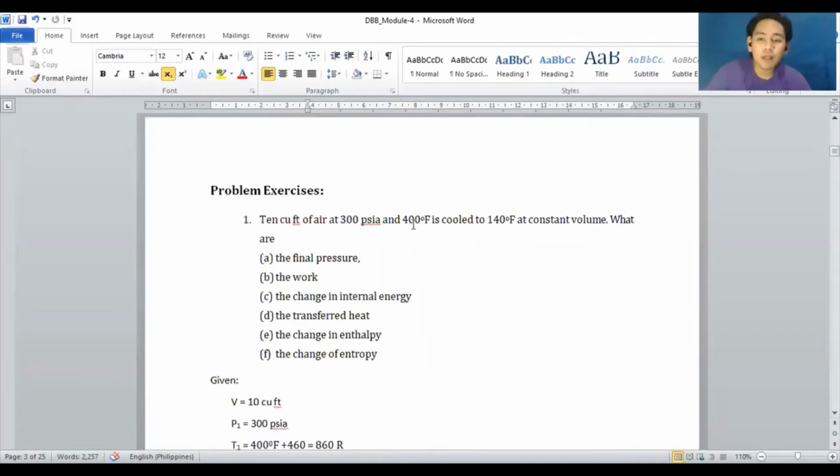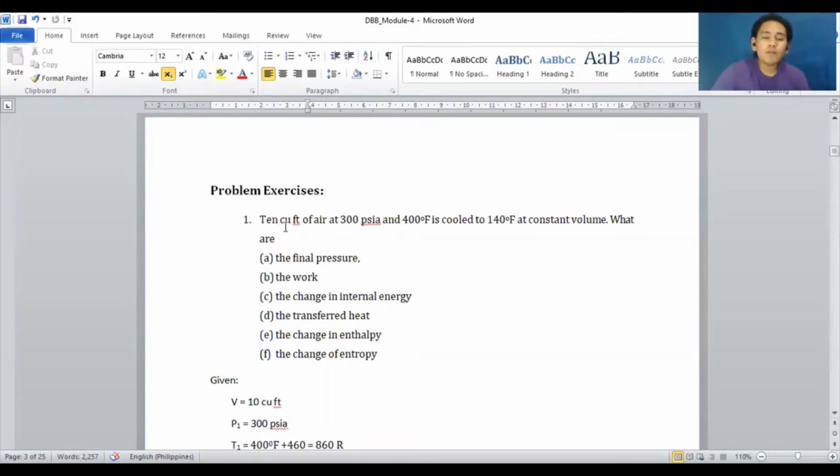Now, for better understanding of the isometric process, we can solve this exercise. Problem exercise number 1: 10 cubic feet of air at 300 psi and 400 degrees Fahrenheit is cooled to 140 degrees Fahrenheit at constant volume. This is the required, this is what we are looking for.